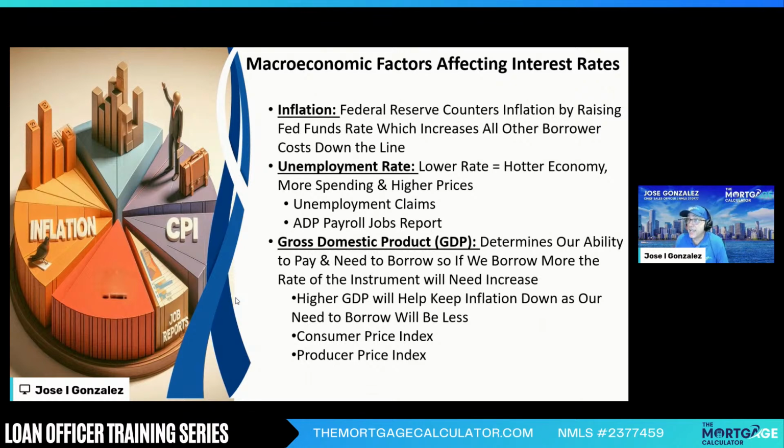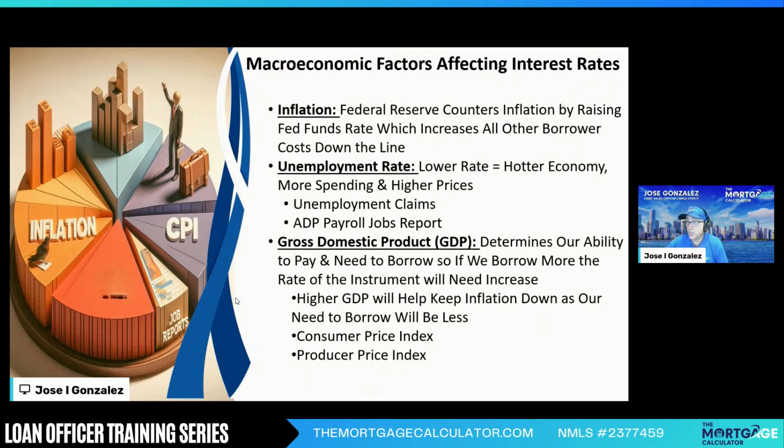And the other report that comes out that gives a hint at what may happen with the unemployment rate is the ADP payroll jobs report. There's usually an estimated number. If you're coming in higher than the number, that means you created more jobs. You're going to have less unemployment. You're going to have a hotter economy. You're going to have higher prices, and you're going to have inflation, which means higher rates, and vice versa if the number comes in lower.